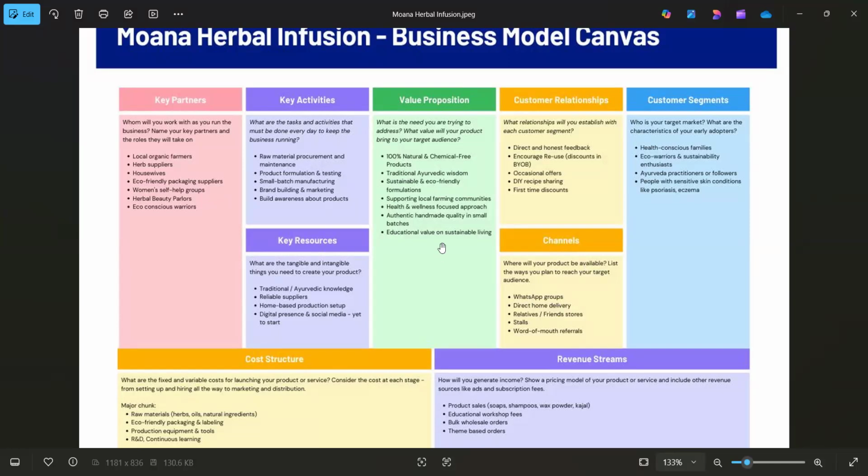So value proposition is what value we are bringing in. Basically, natural and chemical-free products. Then we follow traditional Ayurvedic wisdom, certain products follow that, so we have written that. And sustainable and eco-friendly formulations. Then supporting local farming communities.